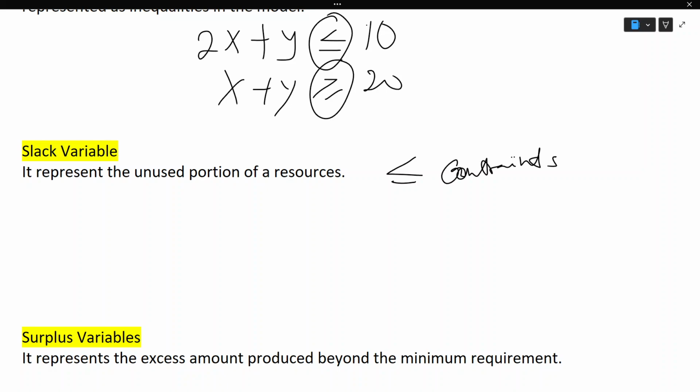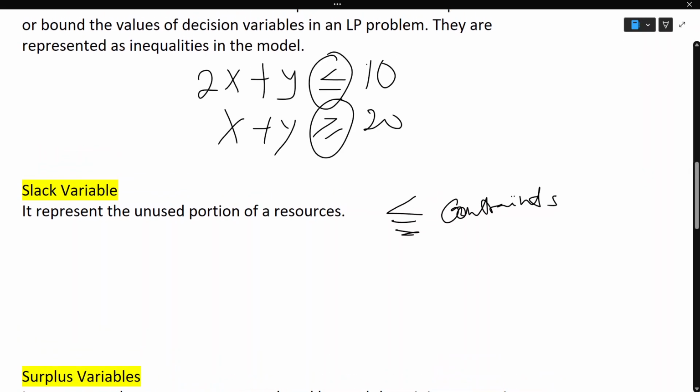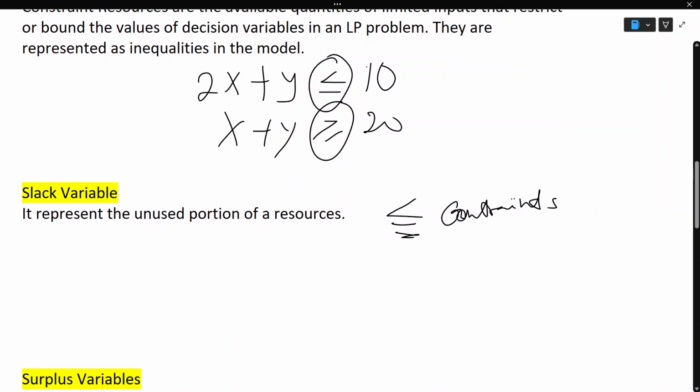And one thing you need to know about the slack variable is that the constraint has the less than or equal to. To change the inequality to an equality, you have to add something positive to the left hand side to convert it to the standard form, the equality. What we add is the slack variable.